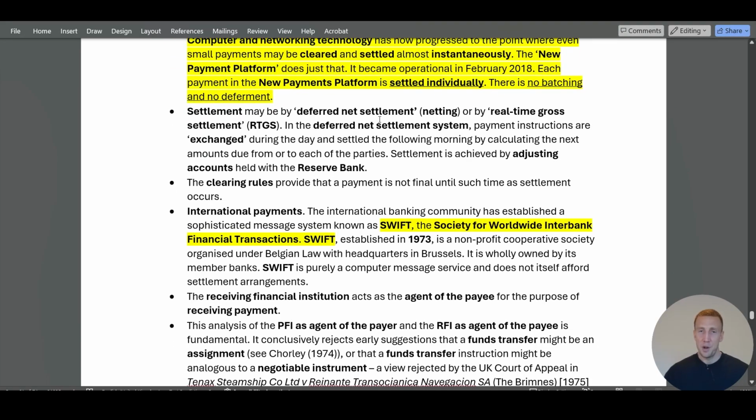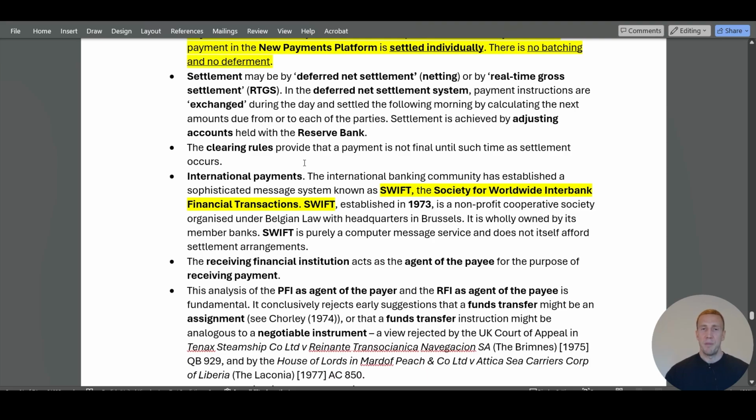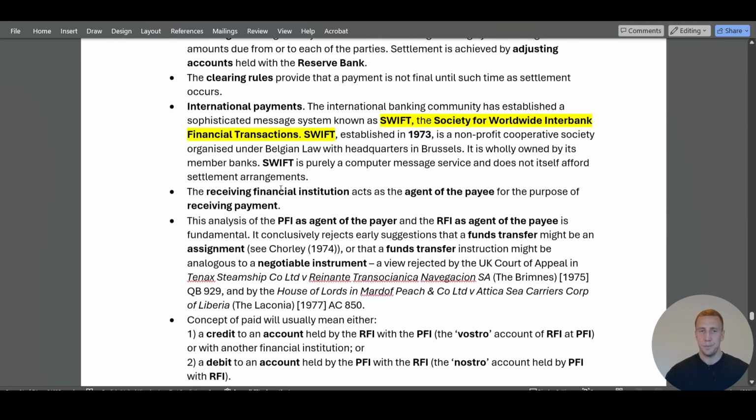Settlement may be by deferred net settlement, which is netting, or by real-time gross settlement. In the deferred net settlement system, payment instructions are exchanged during the day and settled the following morning by calculating the net amounts due from or to each of the parties. Settlement is achieved by adjusting accounts held with the Reserve Bank. The clearing rules provide that a payment is not final until such time as settlement occurs.